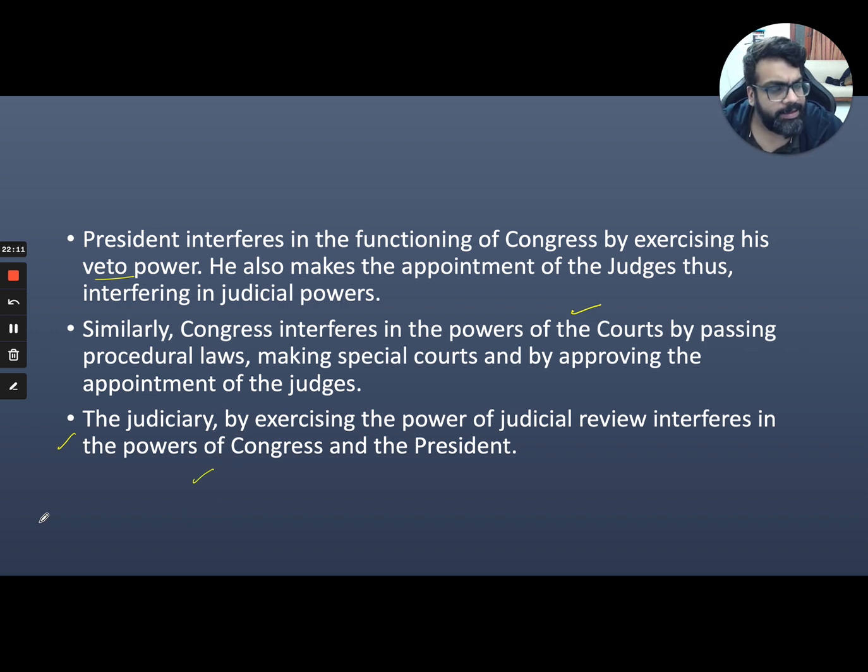So this is essentially how separation of powers works in the context of comparative understanding. Right? Now, let's move ahead.